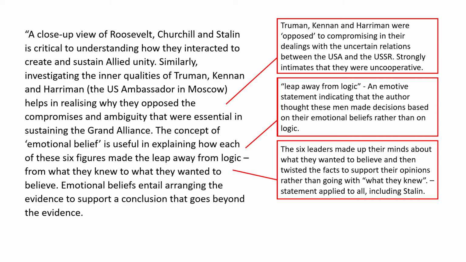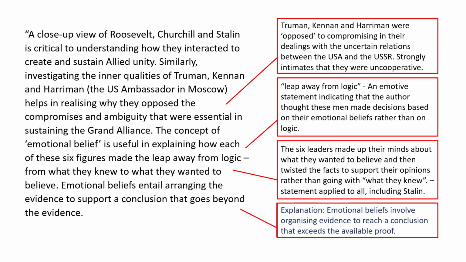The text also continues with the assertion that all six figures made up their minds about what they wanted to believe and then twisted the facts to support their opinions, rather than going with what they knew. Again, Stalin, Churchill, and the American leaders all come in for criticism. If the author's argument continued in that vein, we might be looking at a post-revisionist approach. But let's see. Then we have an explanation that emotional beliefs involve organizing evidence to reach a conclusion that exceeds the available proof.